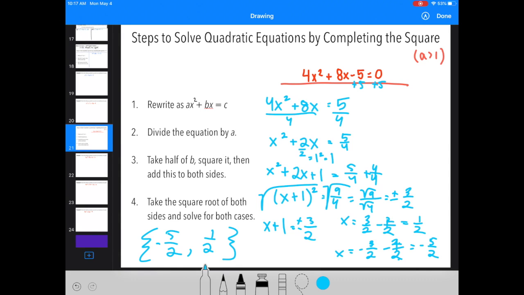Let's see. How many more examples do we want to do? Let's do one more. I know I put extra in here, but this is the same method that you've completed previously. The only difference is you're adding in that extra exponent. Do we want to do a challenging one? Let's do a challenging one.